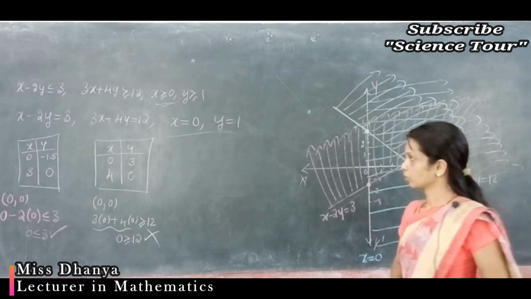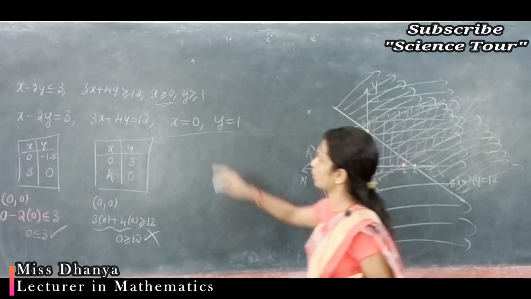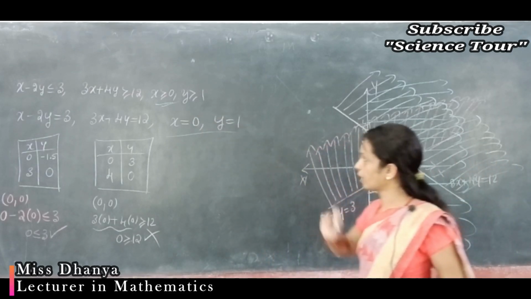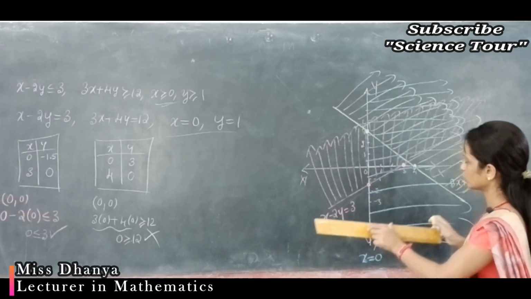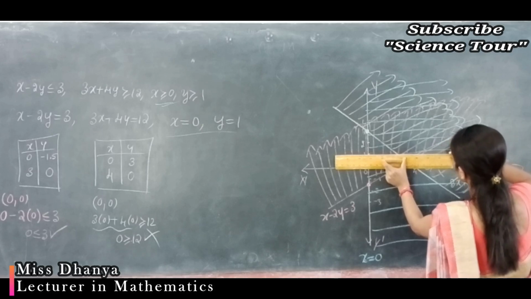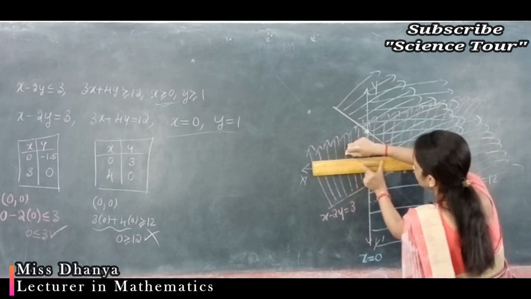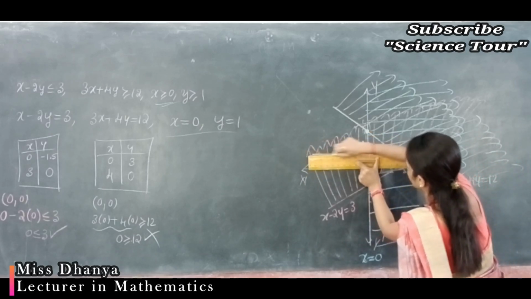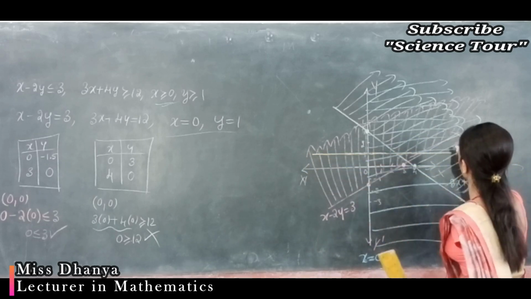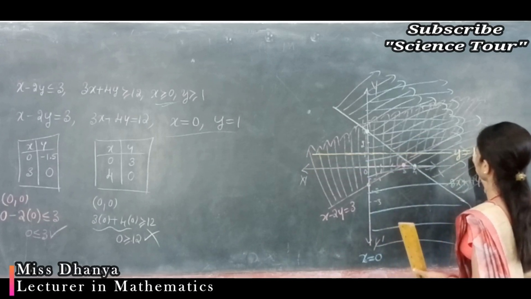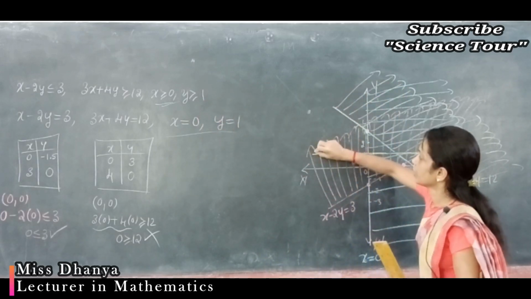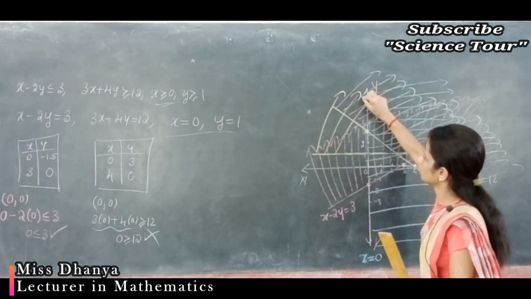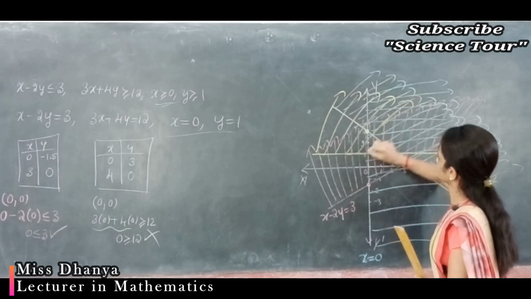Always you give close the shadings. Okay. Next, y greater than or equal to 1. For that you have a line of y is equal to 1, that is the horizontal line passing through 1 on the y axis. So this is the line y is equal to 1. And you have inequality y greater than or equal to 1, means above the line y is equal to 1 you have to shade.